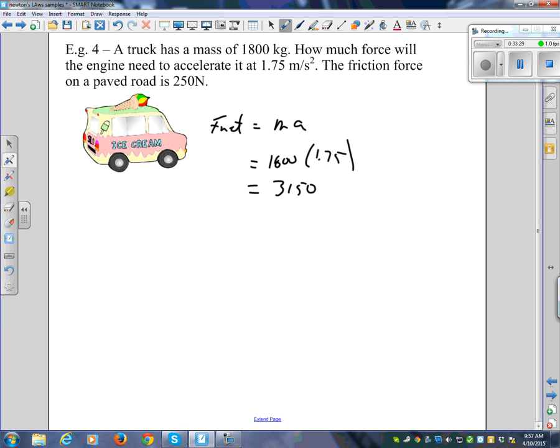Real quick here. F net is 3150. Do I just add 250 or subtract 250? Okay. Here's where writing the formula will save you, because the vast majority of people do this wrong.